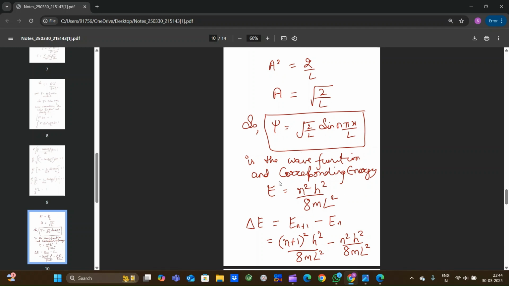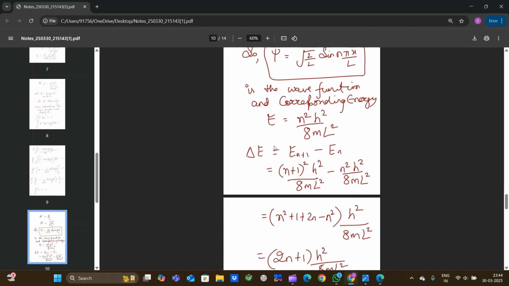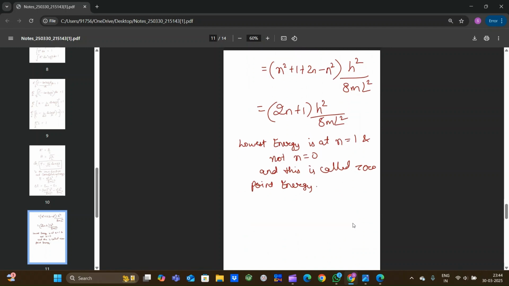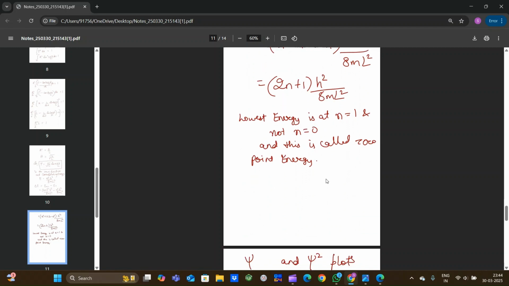This is the corresponding energy, and the energy difference between two successive energy levels is, if one of your energy levels is n plus 1 and the other one is n, then it will be n plus 1 the whole square h square by 8 m L square minus n square h square by 8 m L square. I'm taking this thing common and I will open this up, so this will become n square plus 1 plus 2n minus n square. This will become 2n plus 1 h square by 8 m L square. Now in the case of particle in 1D, our lowest energy is not from n equals 0, but from n equals 1, and this n equals 1 is known as zero point energy.